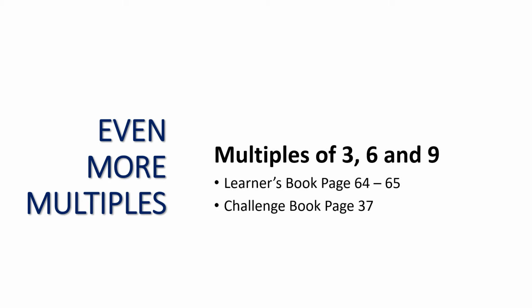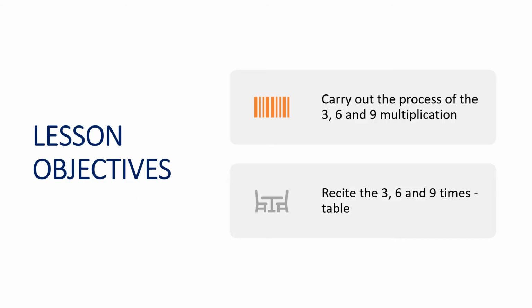Now we finished all of that: multiples of 10, multiples of 5, multiples of 2, and multiples of 4. Let's now go to multiples of 3, 6, and 9. Our learner's book is from page 64 to 65, and the challenge book will look at page 37. Now, the lesson objectives we have for today: we need to carry out the process of the 3, 6, and 9 multiplication and we should be able to recite the times table. By now, you should try to memorize all your multiplication tables.